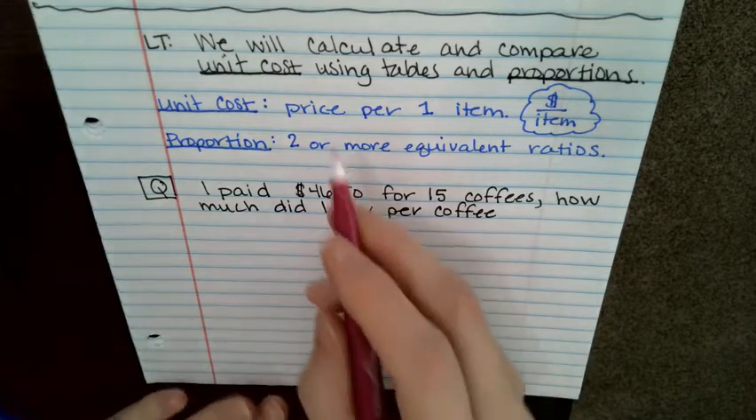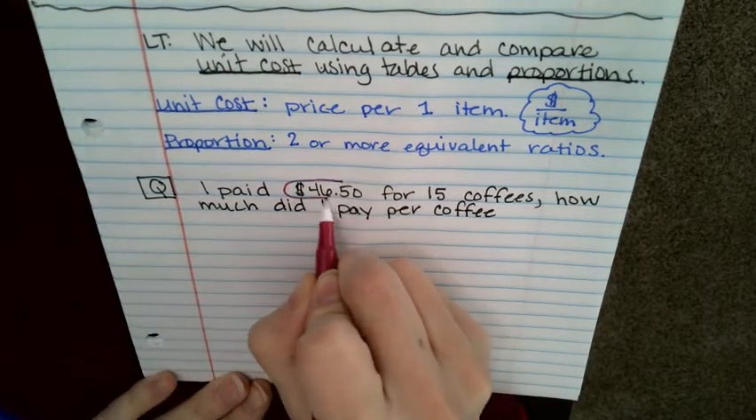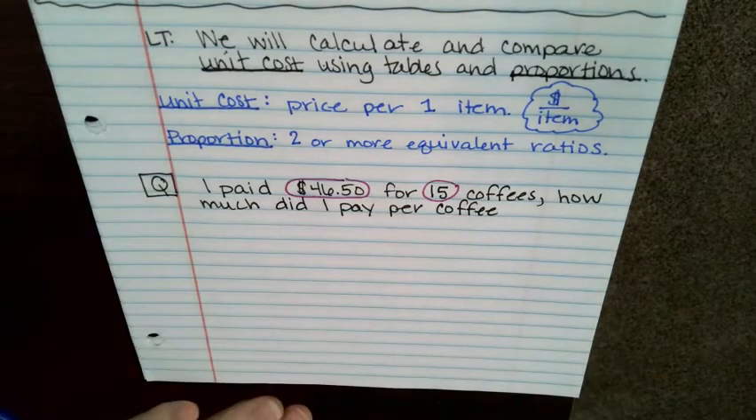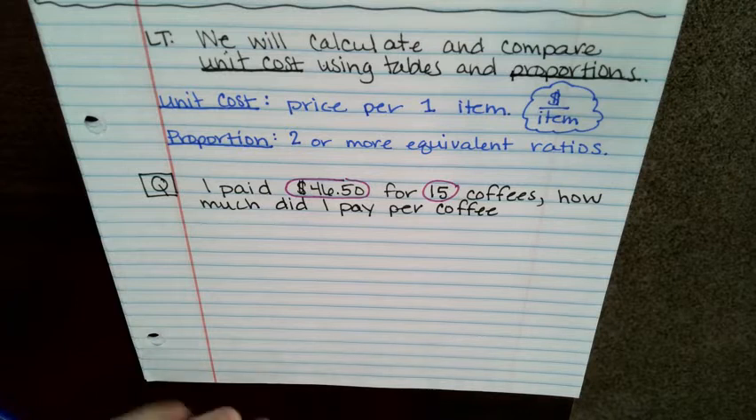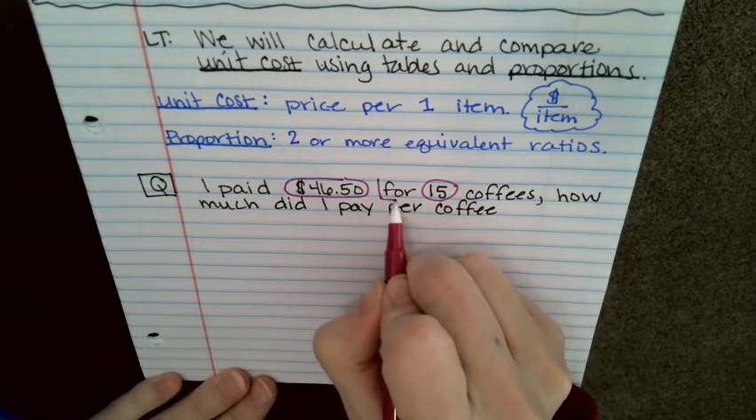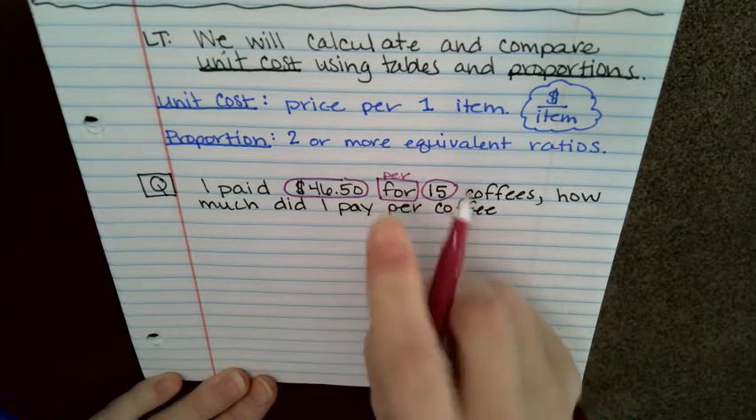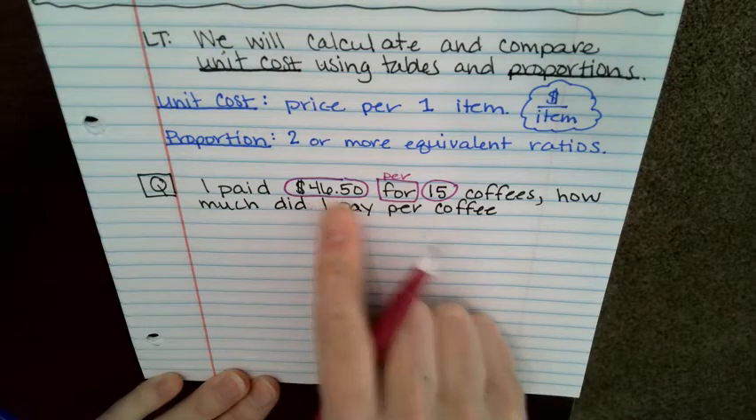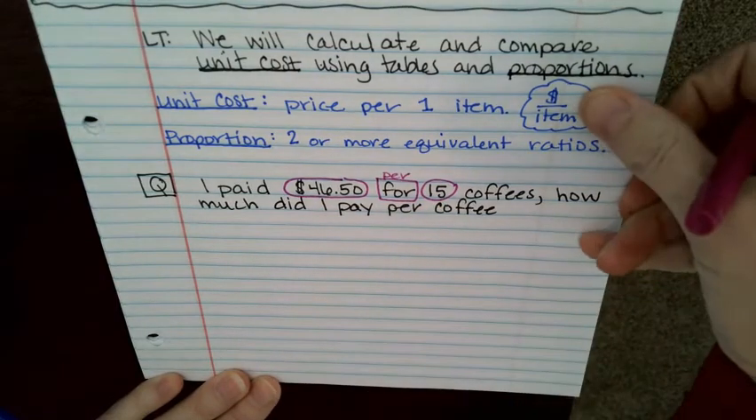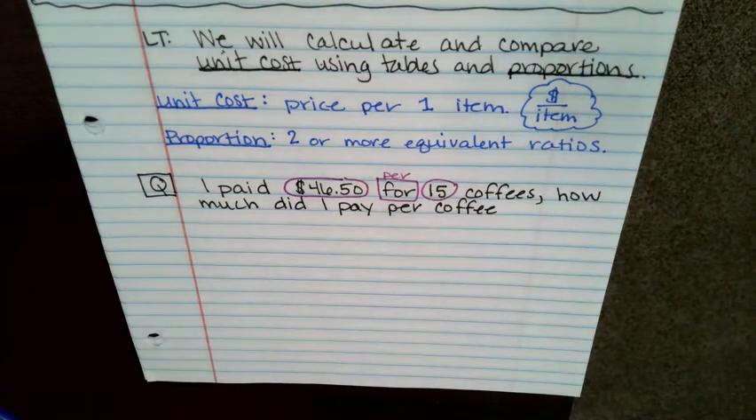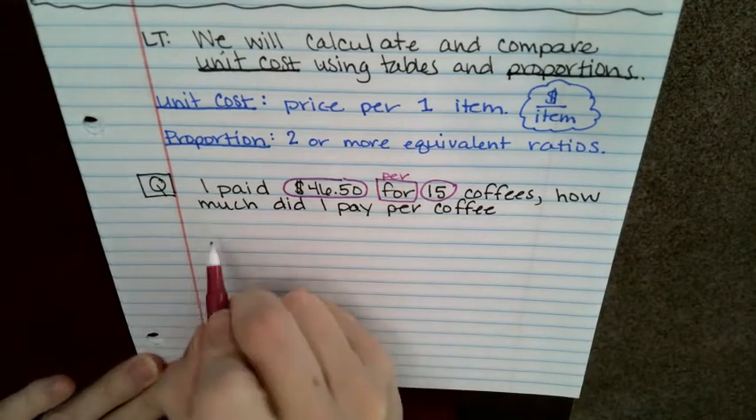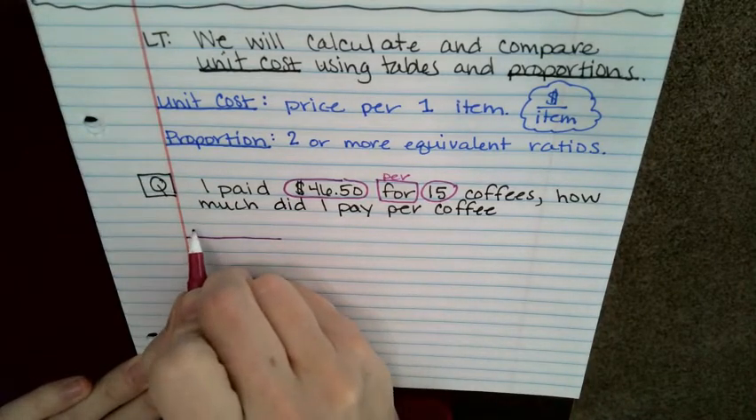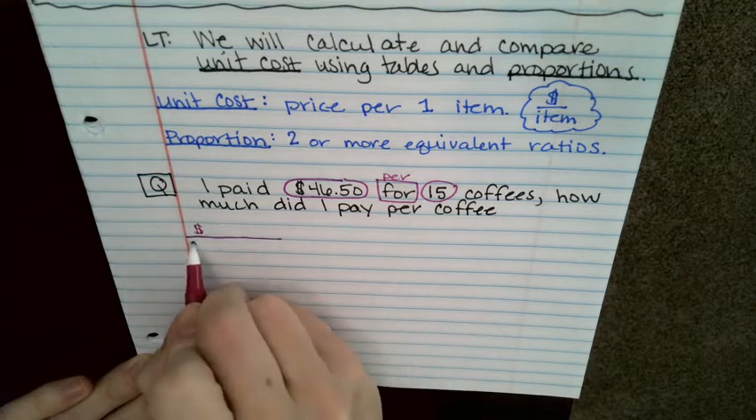So I paid, and I'm going to circle those important numbers, $46.50 for 15 coffees, right? So $46.50 for 15 copies. And this is kind of like per, right? And we know that that would be our price per item. So right now my price per item is $46.50 over 15 coffees, because that's what this says. So let's go ahead and write that down. So right now in my table, we'll do our table first. We have our price and we have our coffee.